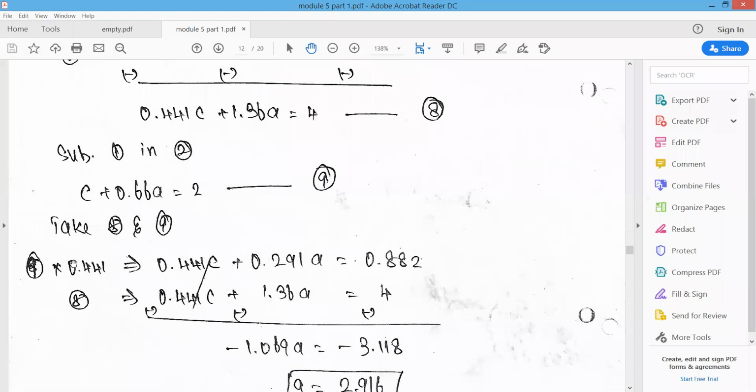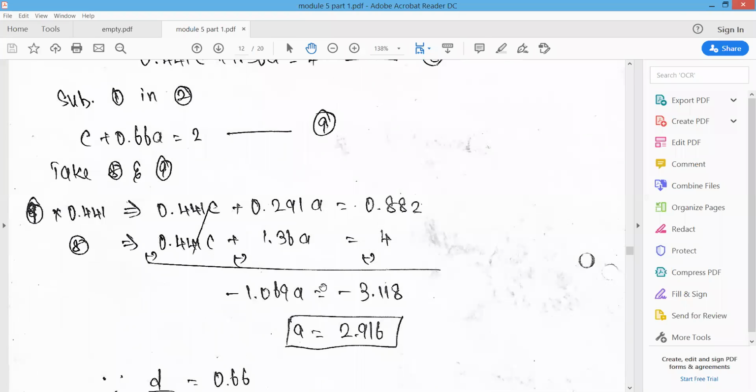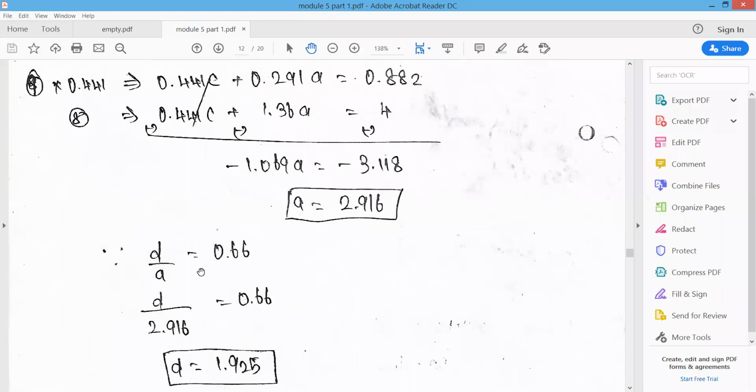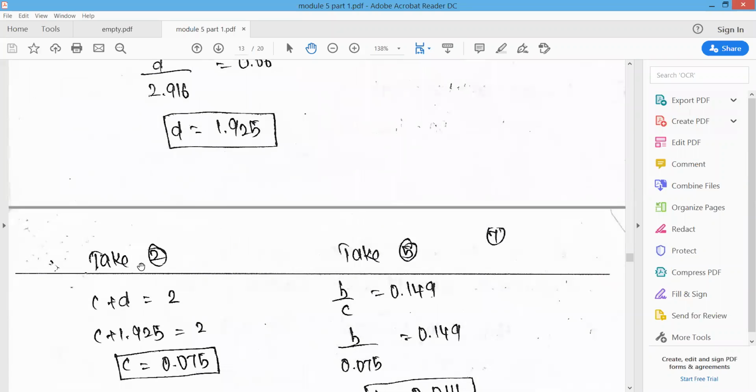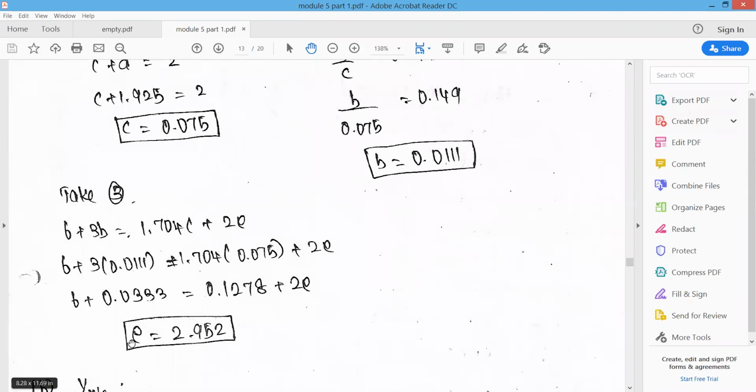So 9th equation into 0.441C, so you will get this minus equation 8. So you will get the value A. Once you get one value, finding the other values will be easy. So D by A is 0.66, so you will get the D. And then you take equation 2, substitute the D value, you will get the C value. And then you take equation 5, substitute the C value, you will get the B value. Same way you will get the E value.